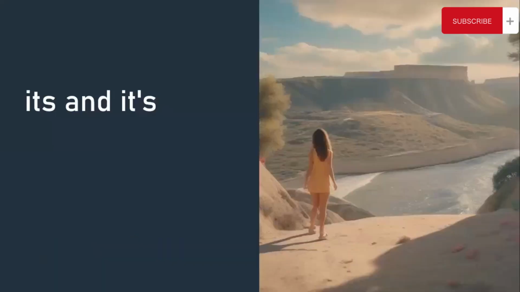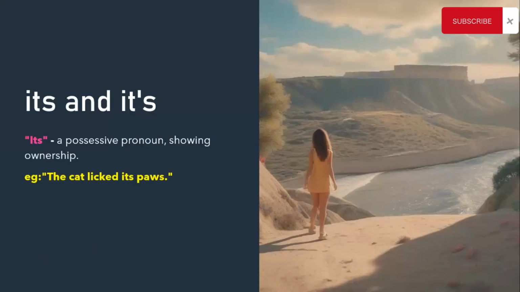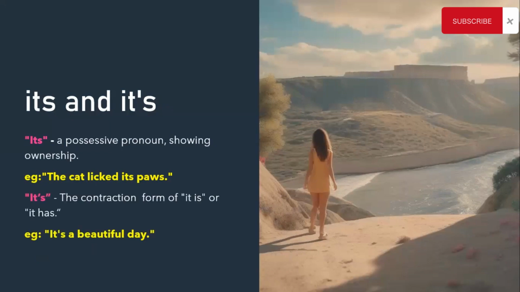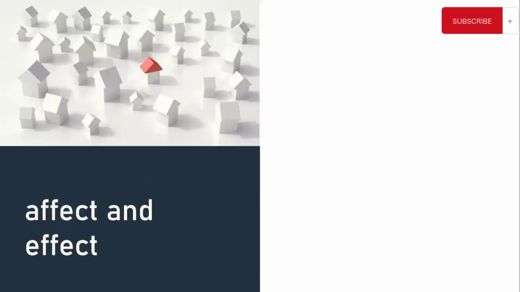Now let's unravel the mystery of it's and its. ITS is a possessive pronoun showing ownership. The cat licked its paws. IT'S is a contraction of it is or it has. It's a beautiful day.